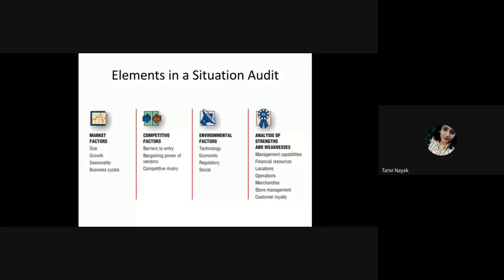Then the merchandise they have kept, the selection of brands and different product lines, the breadth and length of the product line. Then strong store management, how they manage the store, and customer loyalty, how capable they are of keeping customers loyal to their stores. Okay, this completes your introductory class for module 3.